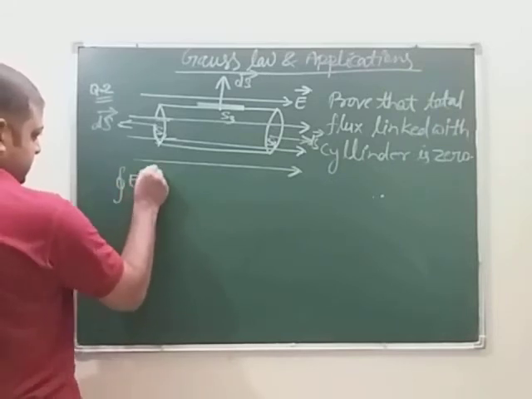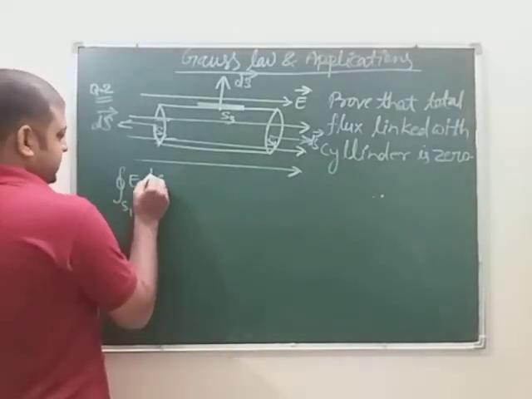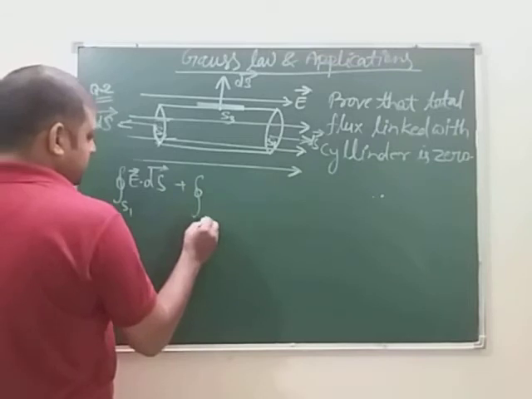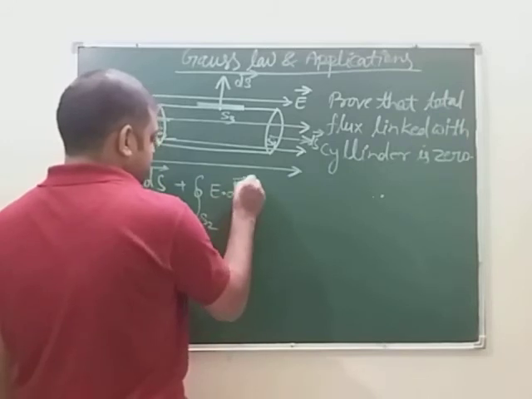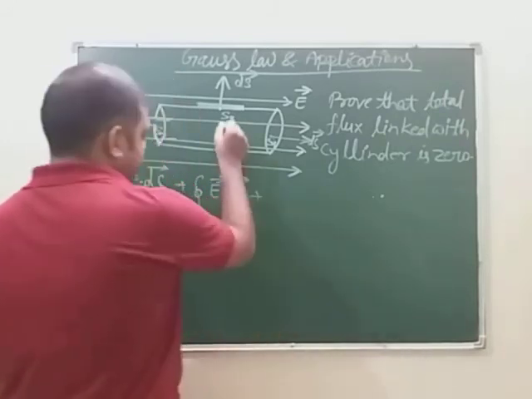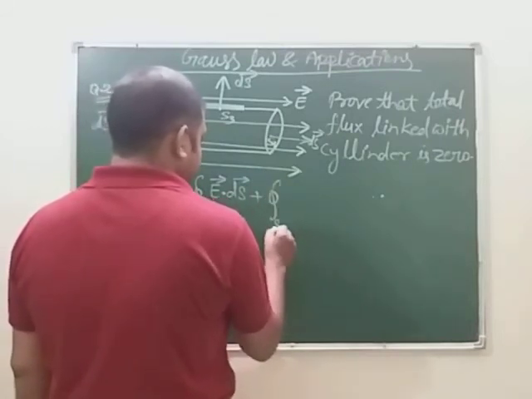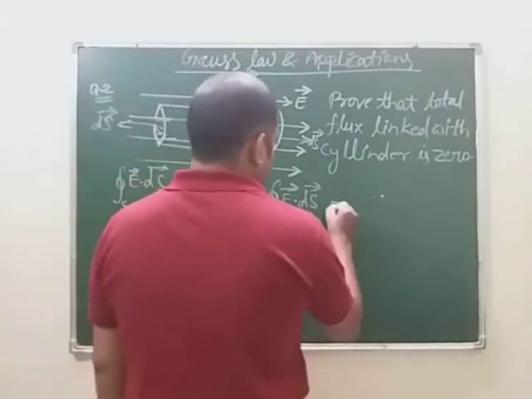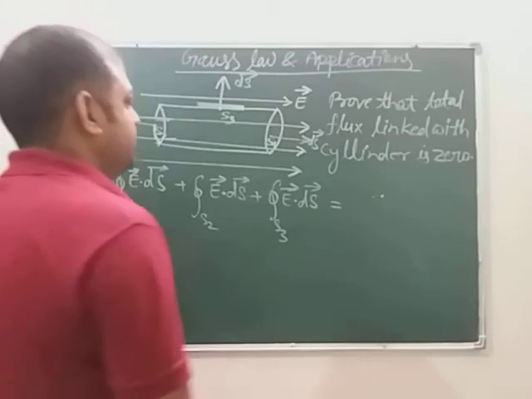So we can calculate ∮E·dS for S1, plus E·dS for S2, and for S3. The total flux linked with the surface we are going to find out. So write 3 times here, and this value we have to calculate and show is equal to 0.